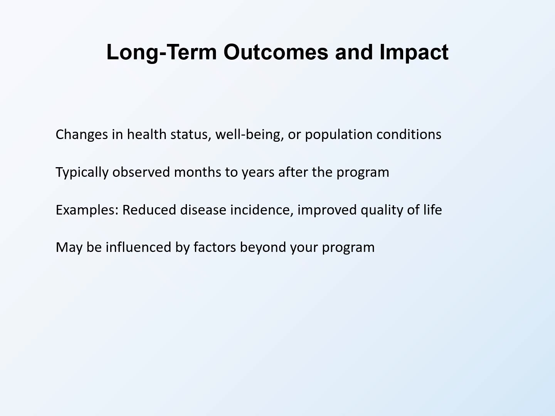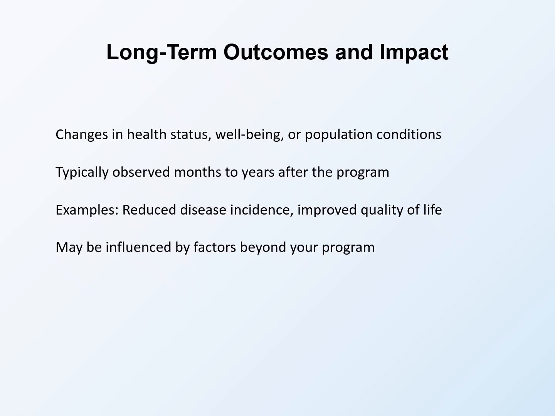Long-term outcomes, sometimes called impacts, are changes in health status, well-being, or population-level conditions. Diabetes incidence decreases, mortality rates decline, quality of life improves, community health indicators change. These take months to years to observe. The lag makes them harder to attribute to your program. Many other factors influence long-term health outcomes. This doesn't mean we shouldn't aim for long-term impact. It means we should be honest about attribution.